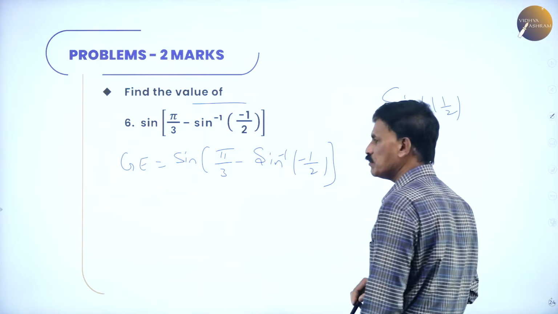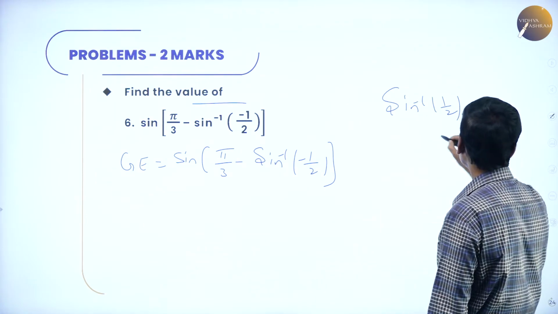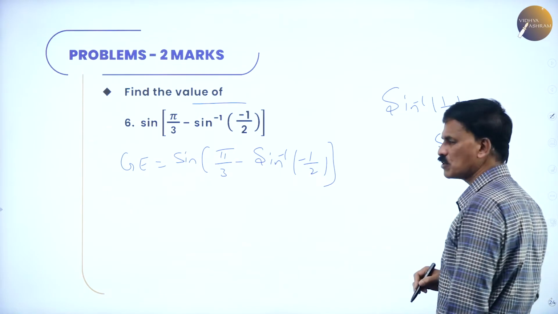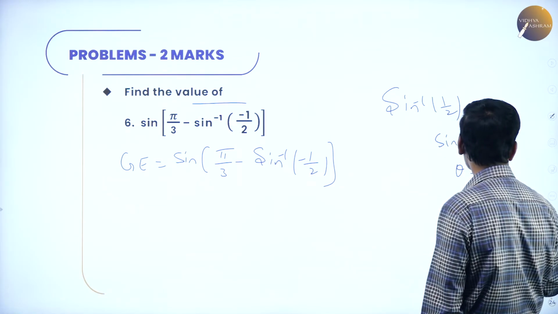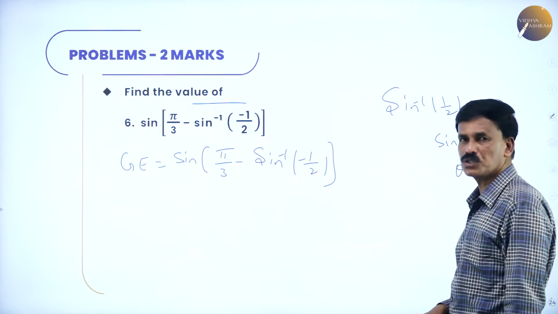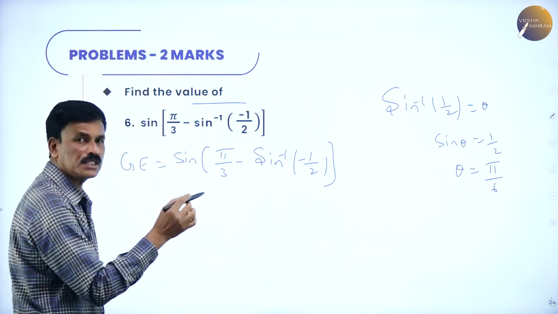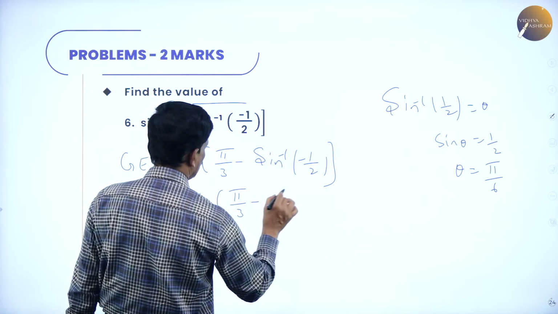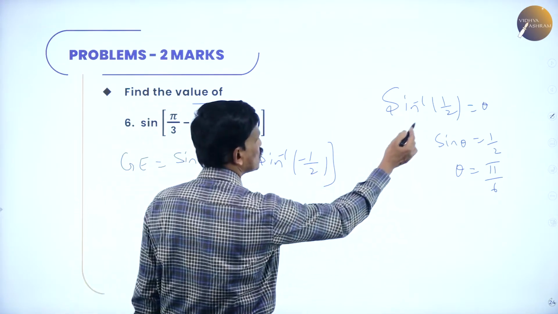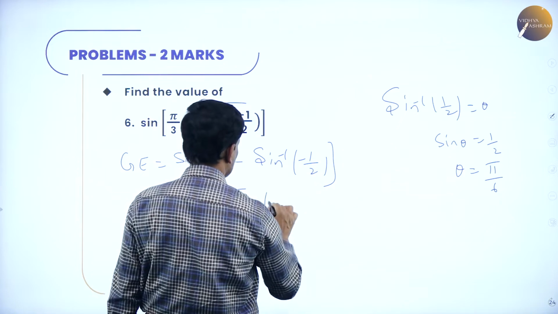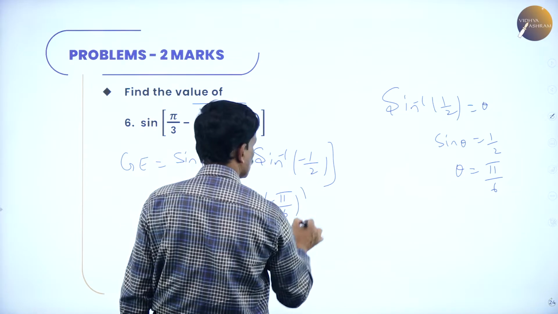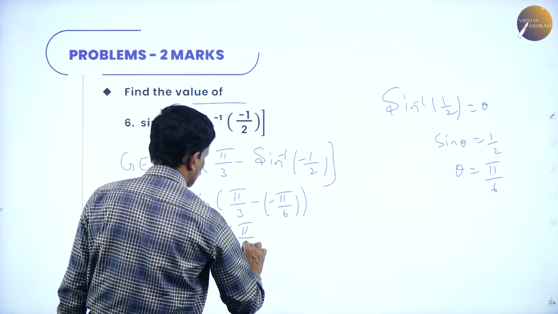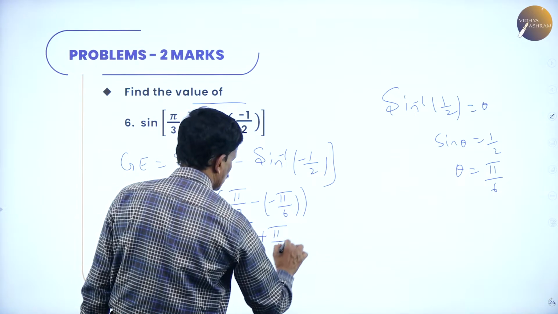Sine inverse of 1 by 2 is equal to theta, which implies sine theta is equal to 1 by 2. Therefore, theta is equal to 30 degrees, that is nothing but pi by 6. Now, this can be written as sine of pi by 3 minus sine inverse of 1 by 2, which is pi by 6. This can be written as minus pi by 6.